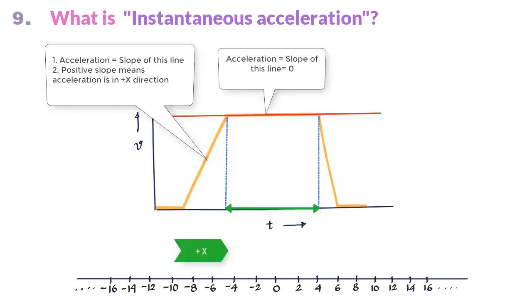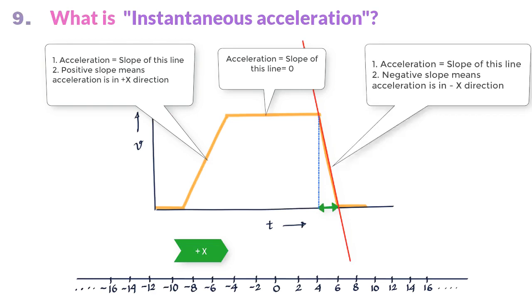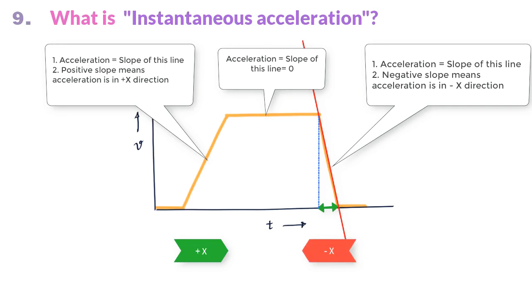Here you can see that the slope is 0, and therefore the acceleration is 0, and it makes sense also, since you can see that the velocity is constant here, and therefore rate of change of velocity, or acceleration, is also 0. Now here you can see that the slope is negative, and hence the acceleration is negative and in this direction. Also, this negative acceleration is slowing down the particle. You would have observed that the more the slope of the line, the higher the value of the acceleration, or the more rapid the change in velocity.